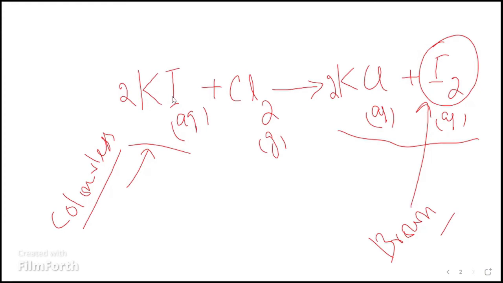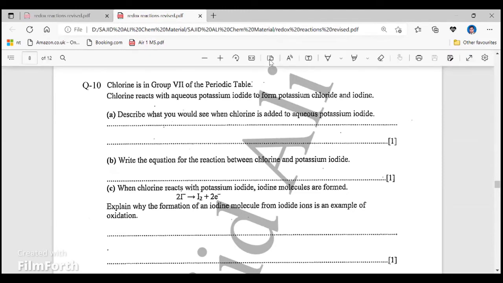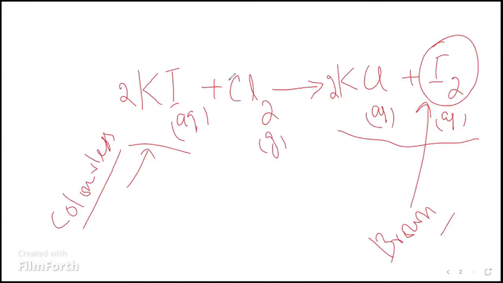Next question is, write the equation for the reaction between chlorine and potassium iodide. I have just written this equation, beta. Potassium iodide, when chlorine is bubbled through it, makes potassium chloride, a colorless solution, but iodine is formed in this solution, so the whole solution turns brown. So when you bubble chlorine gas in this solution, you will observe that it starts turning brown or dark brown. Clear, Abdullah?